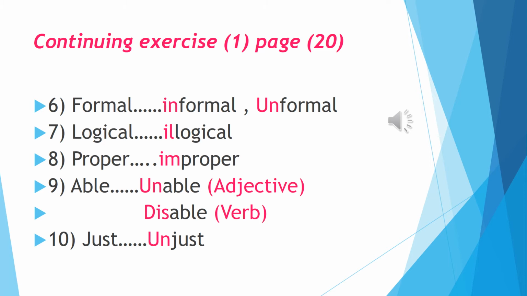You have to study these prefixes, and notice that logical is the opposite of illogical, proper improper, able if it's an adjective so it's gonna be unable, if it's a verb so it's gonna be disable. Just and just.